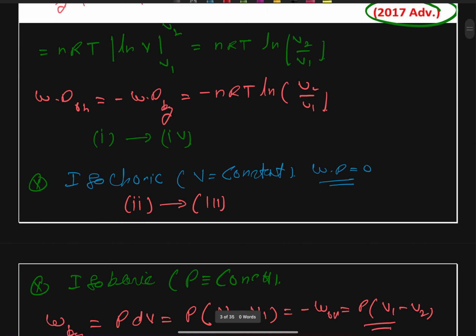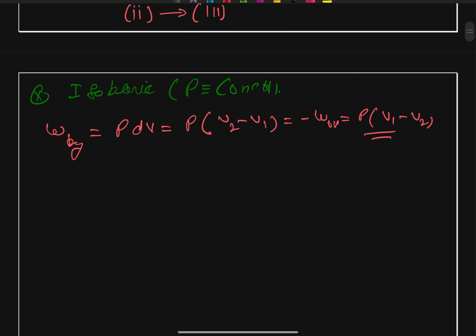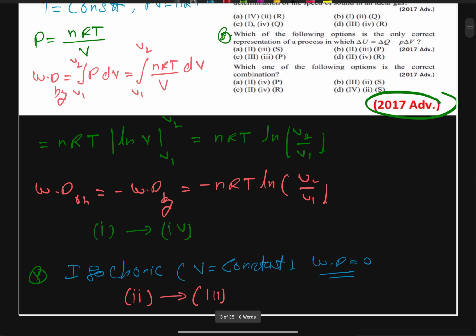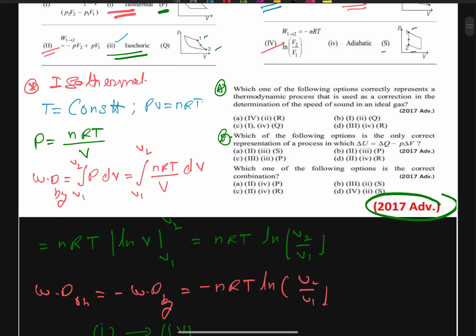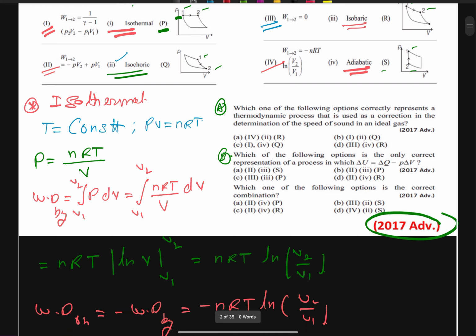So we have our isobaric, and this isobaric is our V1 minus V2. So we have second. So third is going to give us second. And finally we are having our adiabatic process. So obviously only one is left, which is our first. So we can just prove it also.